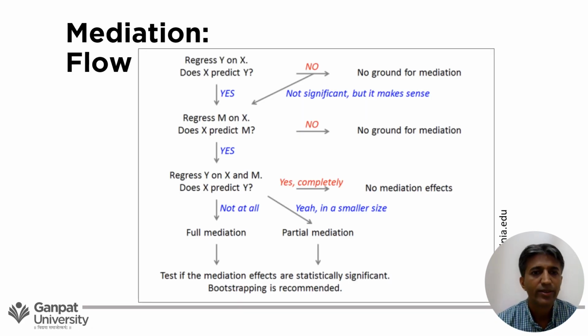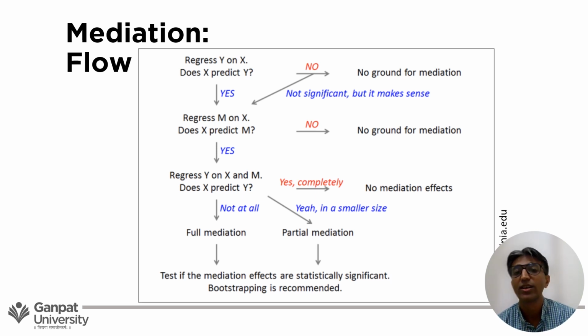Moving forward to mediation as a process, this slide specifically talks about the flow to be used for deciding whether it would be a mediation process or any other kind of relationship. If we start with regressing Y on X, that means we are proposing a research question: does X predict Y? If the answer is yes, we can move towards the next relationship. But if you perform the statistics and find that the answer is non-significant, in that case we cannot go further. There is no ground for mediation analysis in this specific case.